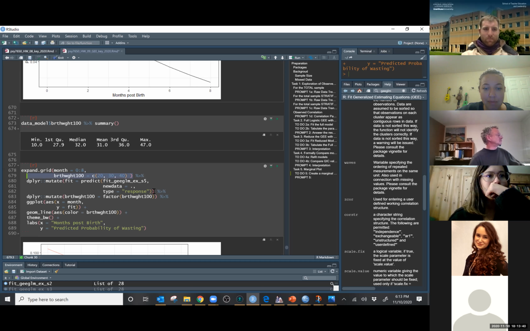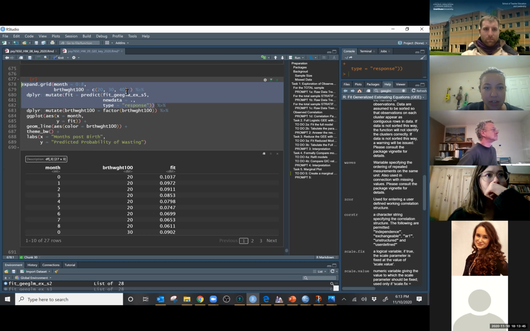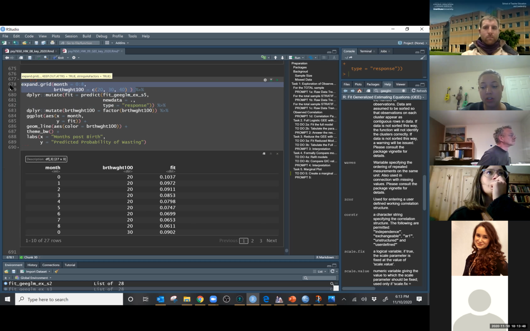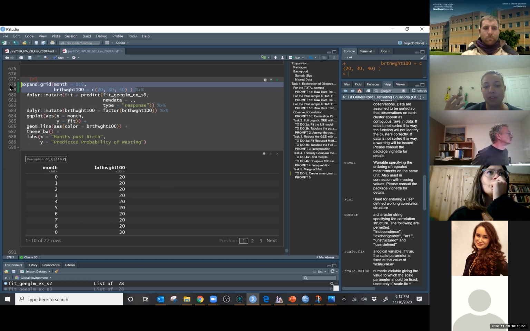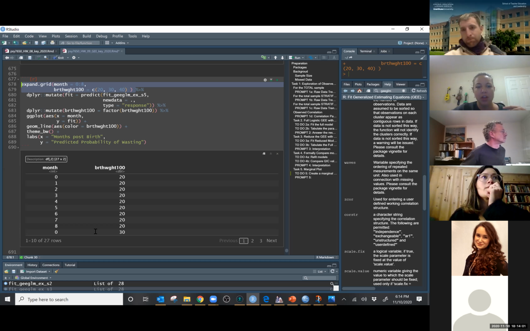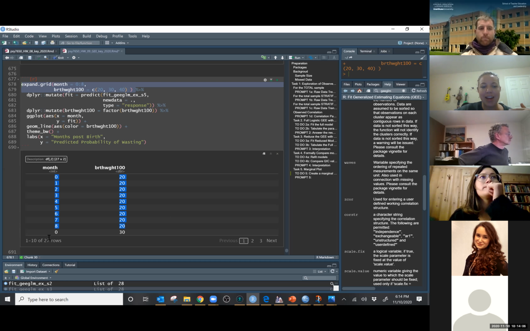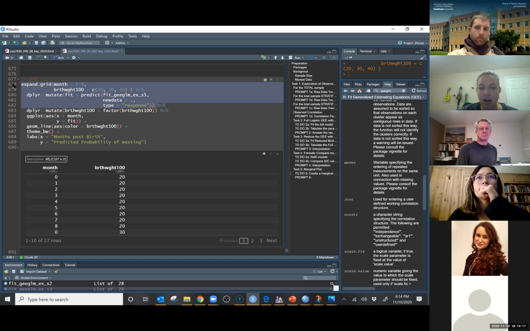So that model, when I do the expand grid, the nice thing about expand grid is I have the variable month, which I want to go 0 to 8, but I also have birth weight, which I'm going to pick 20, 30, and 40. And the expand grid does all possible combinations of months 0 through 8 and birth weights 20, 30, 40, which is what I've chosen. So you can see for birth weights of 20, I've got months 0 through 8, and then it starts over with months 0 through 8 for weight 30. And if we scroll down further, it goes to 40 because those are the numbers I put in. So I can make predictions for all of those combinations.